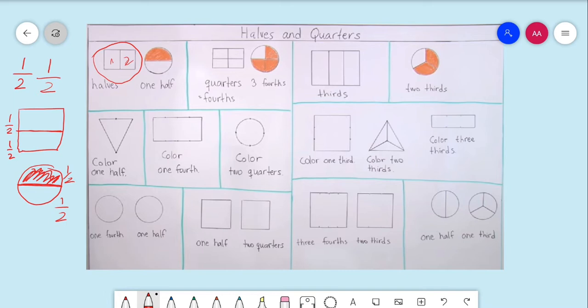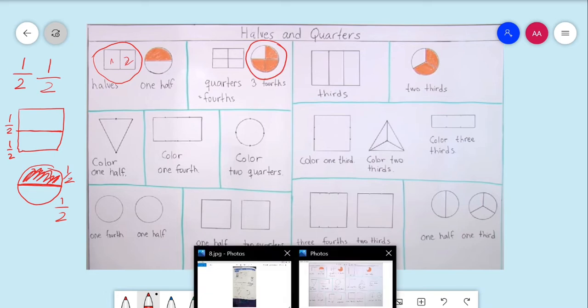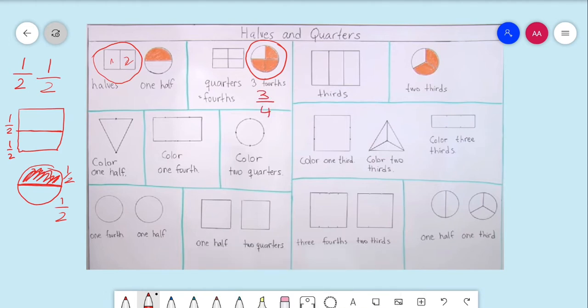What is a quarter and what is 3/4? Fourth actually represents the quarter. In this diagram, it shows 3 out of 4 are colored. So the denominator represents the total number of portions and the upper one represents the shaded ones. In this case, 3 are shaded and the total is 4.